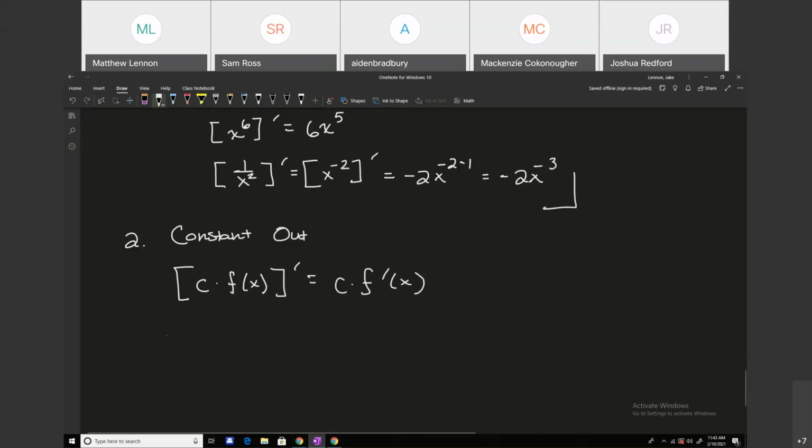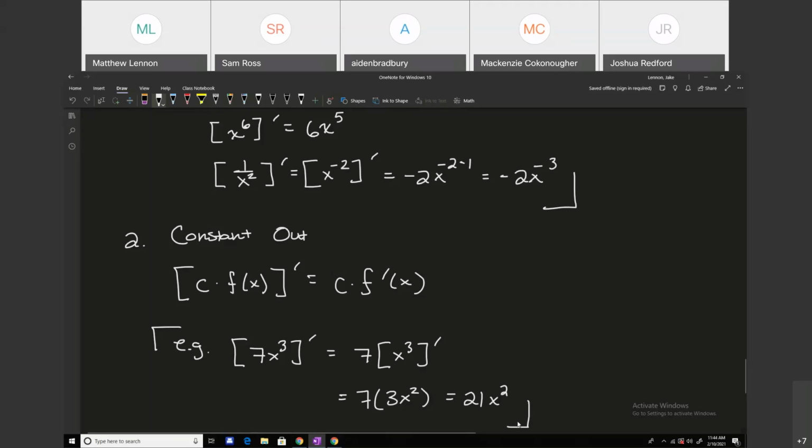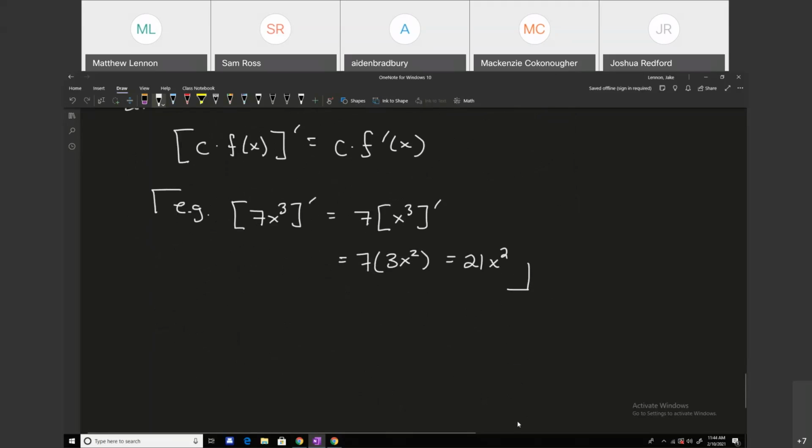So, for instance, if I were trying to find the derivative of, say, 7 times x cubed, I could just say, okay, well, forget about the 7 for now. How do I do the derivative of x cubed? Well, I just learned in rule number 1 that should be 3x squared. So then I just do 7 times 3x squared, and I get my derivative is 21x squared. So I was allowed to just temporarily forget about that 7 and focus on the part that contained the x to take its derivative.